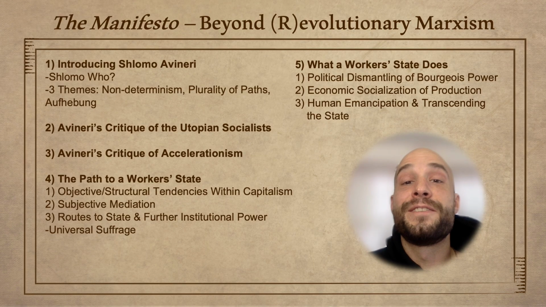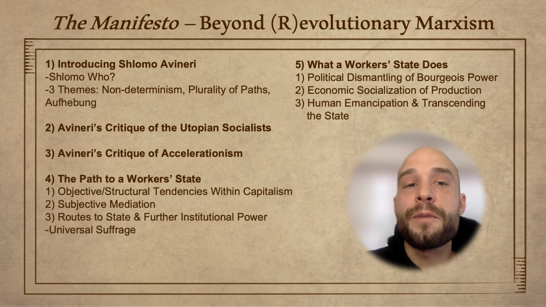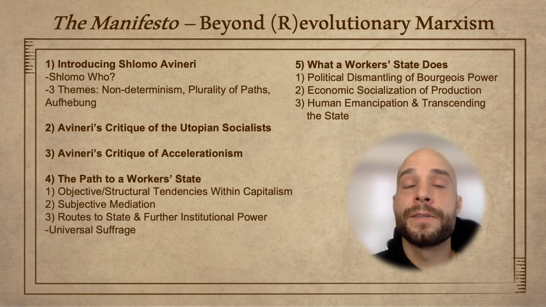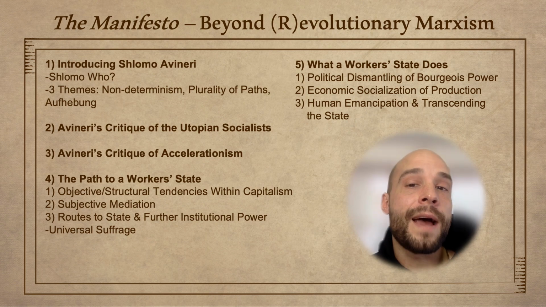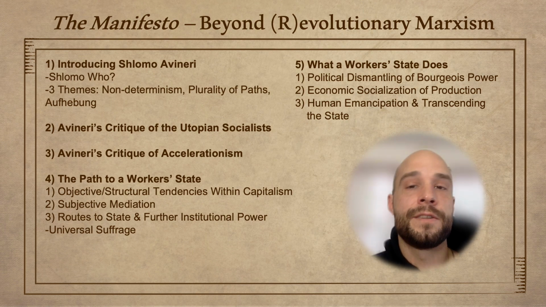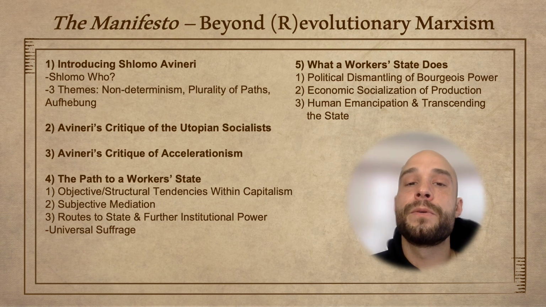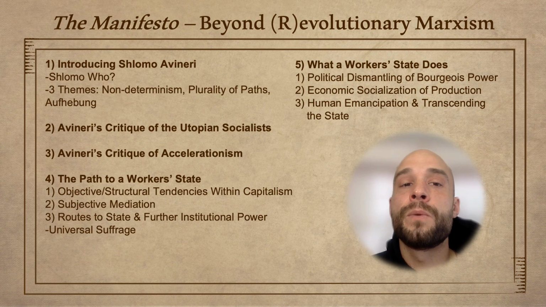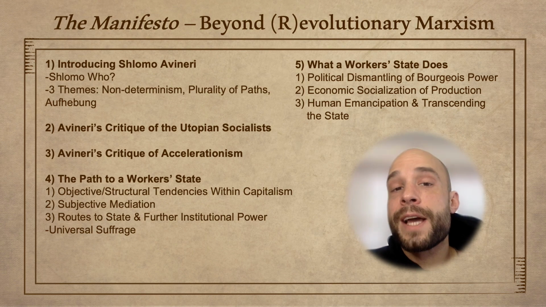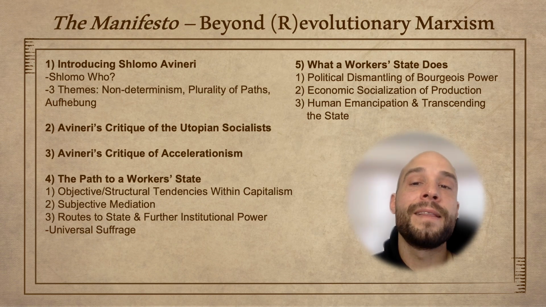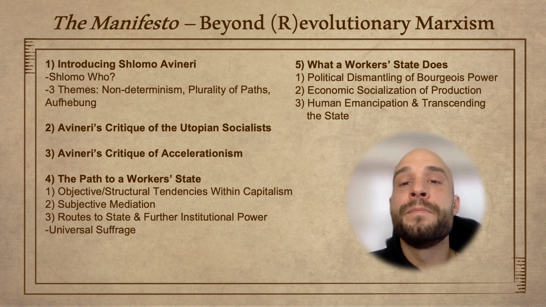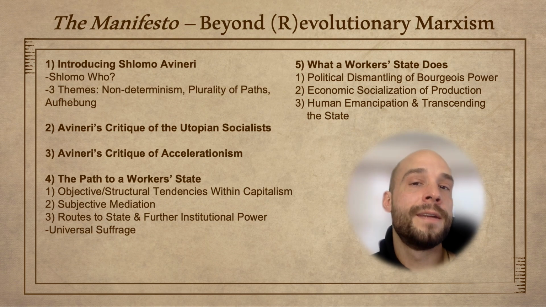Here's the roadmap for today's journey through Avineri's Marx. We'll start by introducing Shlomo Avineri, who he is, and the three big threads in his reading of Marx: non-determinism, a plurality of paths to a worker's state, and Aufhebung, the dialectical tension between preserving and transcending. Next, we'll see how Avineri critiques the utopian socialists, showing why working backwards from ideals won't get us to socialism. Then we'll tackle his critique of accelerationism and why letting capitalism run its course isn't enough. Revolutionary change is always mediated by politics, organization, and institutions.